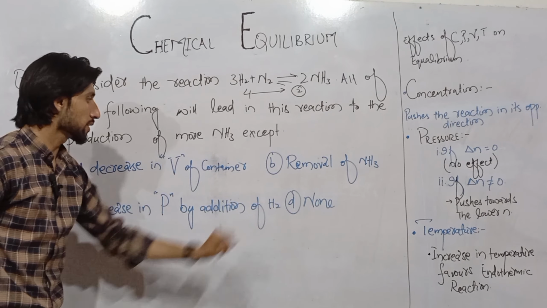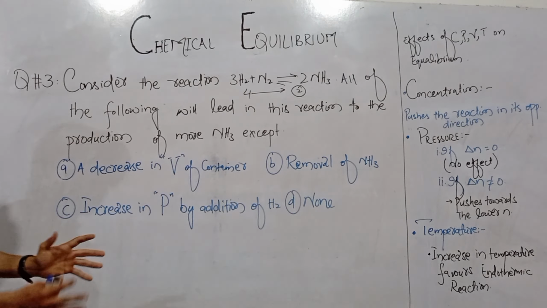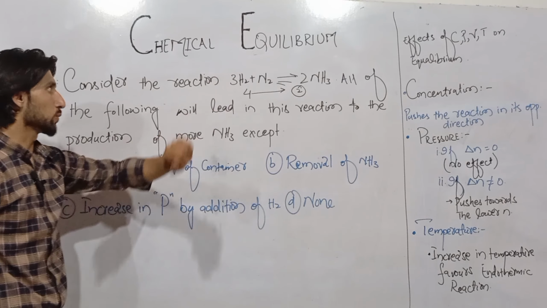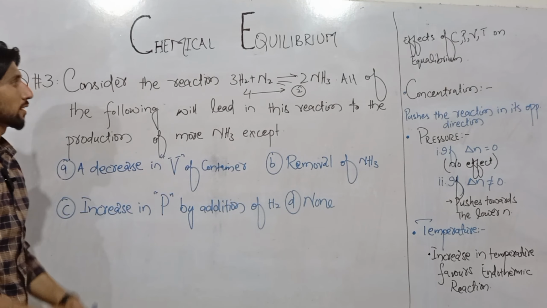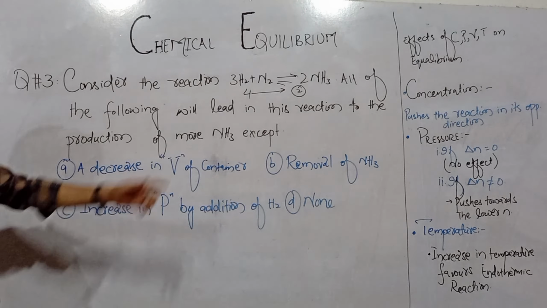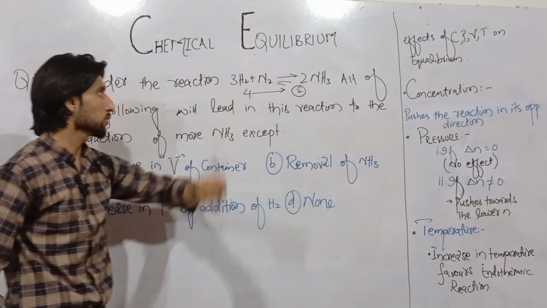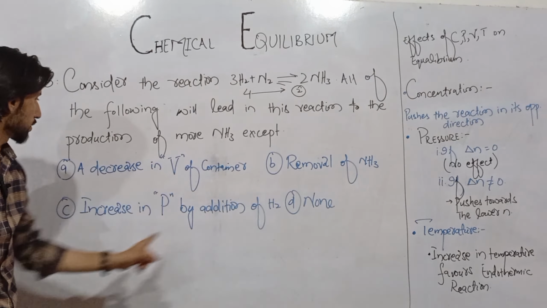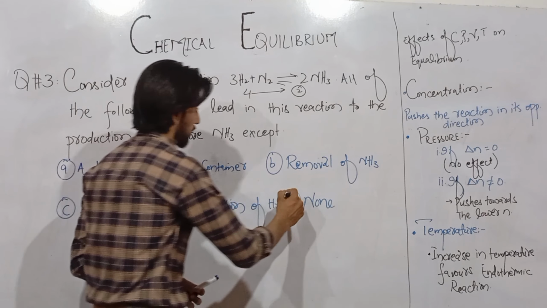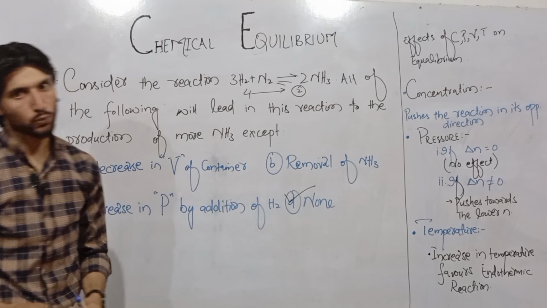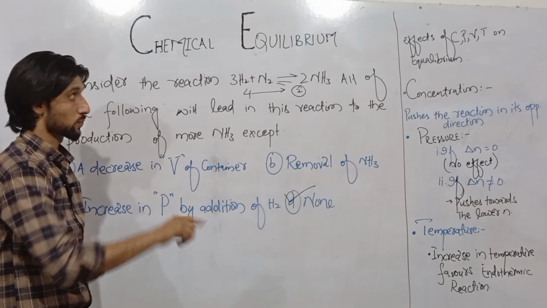Increase in pressure by addition of H2. If you increase the pressure by addition of H2, what will happen? The reaction will go in the direction where there are lower number of moles. So it will also favor the production of ammonia. So none of these three is our option. So we could mark none easily. So this was this MCQ. We will go to other MCQs now.